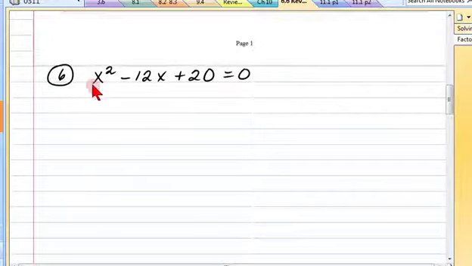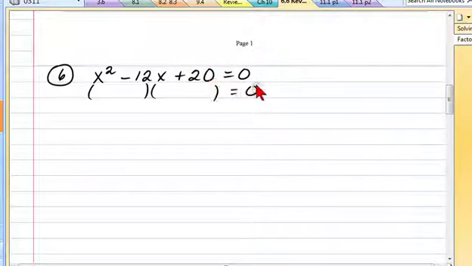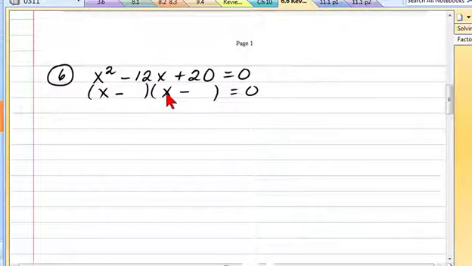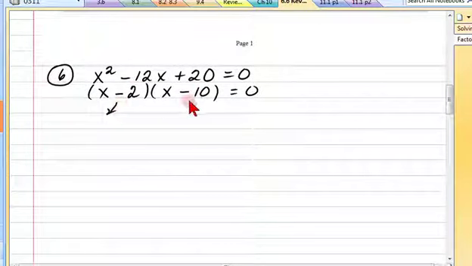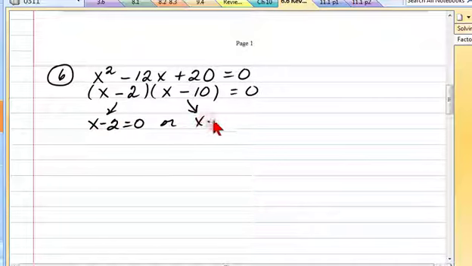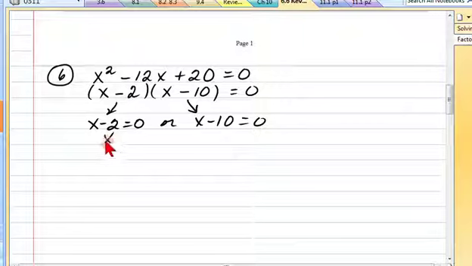It's a trinomial. I go to trial and error. What about the signs? Okay, if the last one's plus, they're both minus. So we want to be careful about that. So I have x and x. I need factors of 20 that add up to be 12. All right, 2 and 10, in whatever order you want to write those. Now I use that zero factor property. x minus 2 is 0, or x minus 10 is 0. That means x is 2, or x is 10.